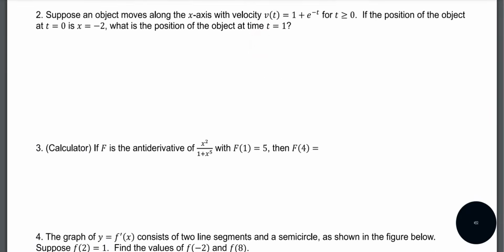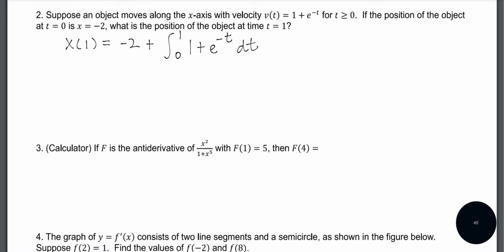We're going to suppose an object moves along the x-axis with velocity v of t here for t greater than or equal to 0. The position of the object at t equals 0 is -2. What is the position at t equals 1? So x of 1 is going to equal x of 0 plus the integral from 0 to 1 of the derivative of x, which would be velocity, 1 plus e to the -t dt.